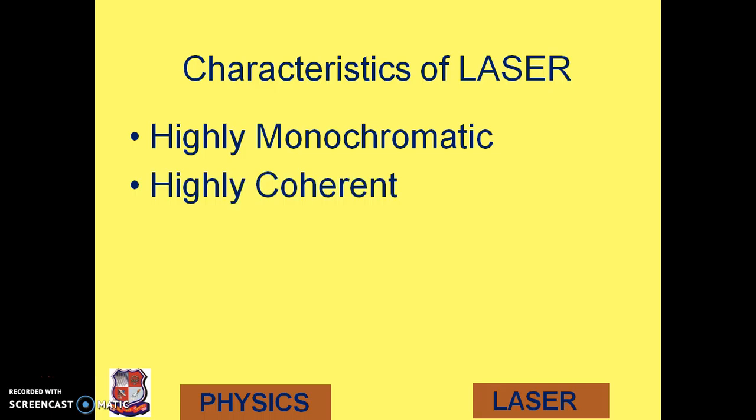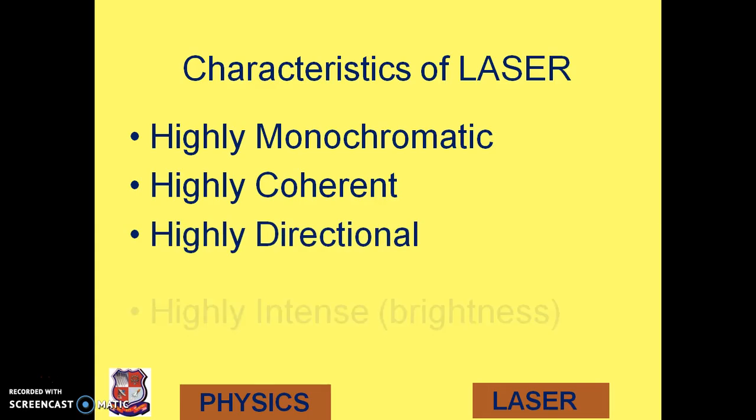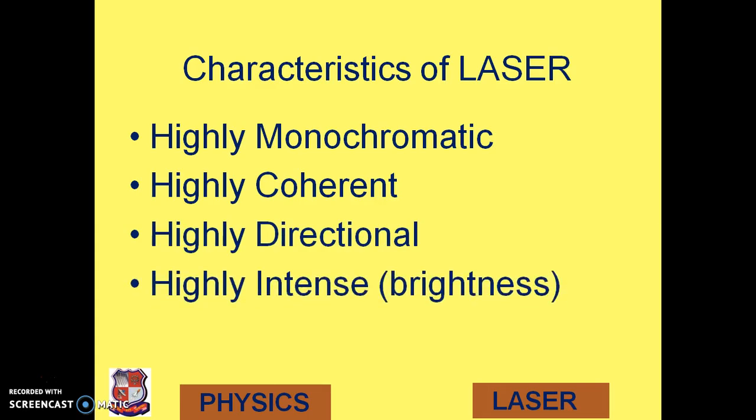Highly coherent: all the photons are emitted in the same phase. They are in the same direction, and as they are directional, the area of the laser light is very small, so the intensity is very high. These are the basic characteristics of the laser.